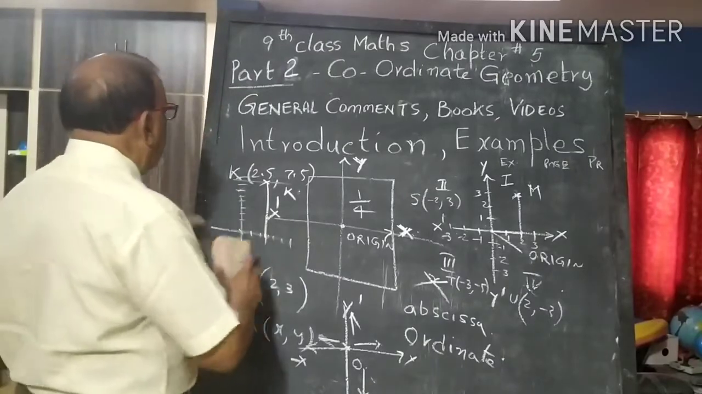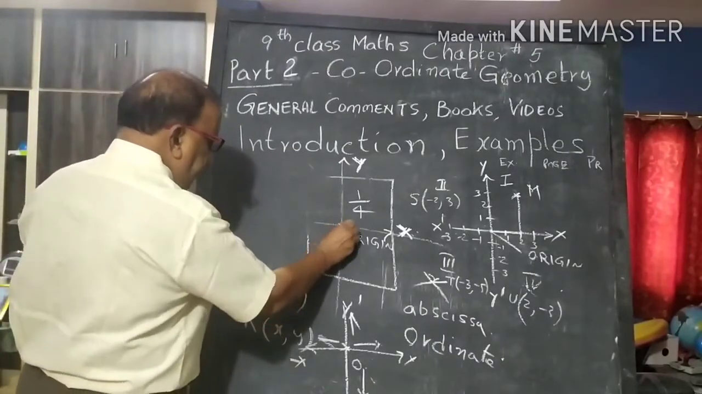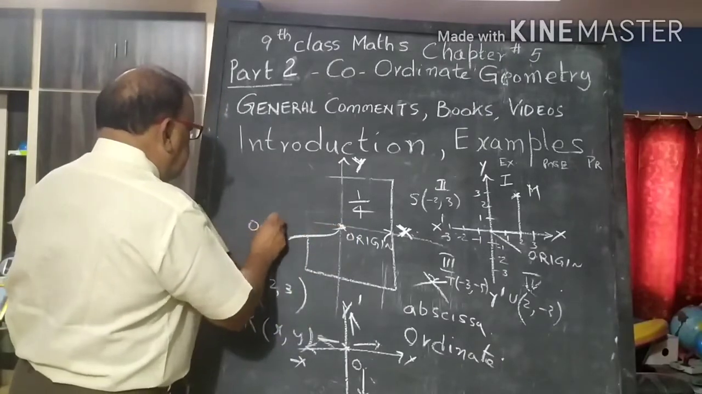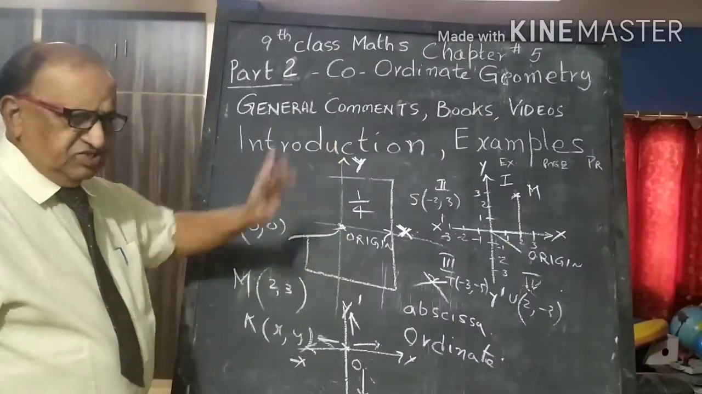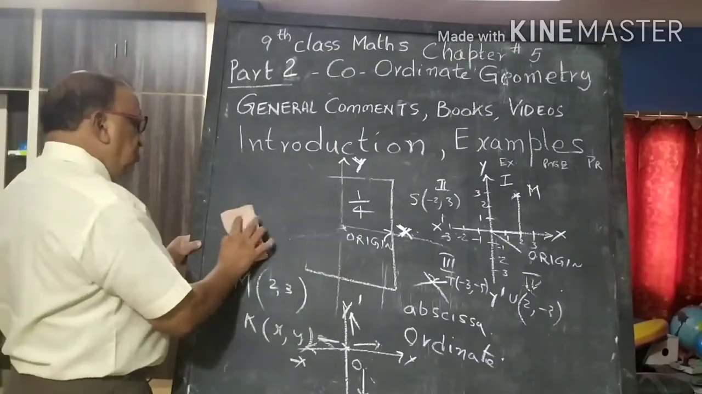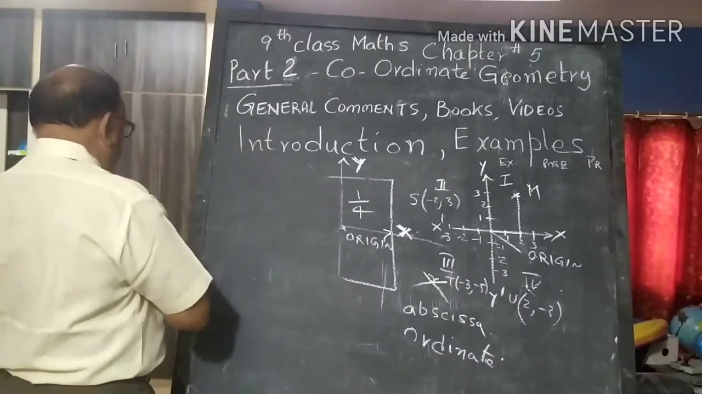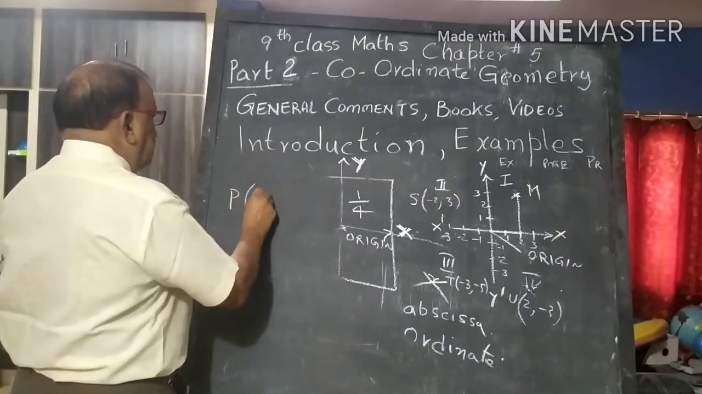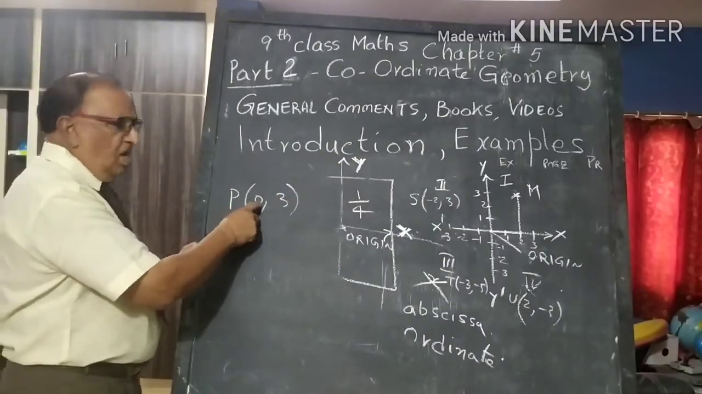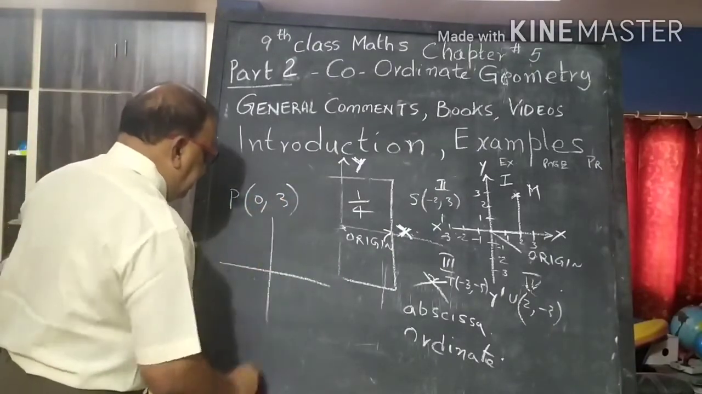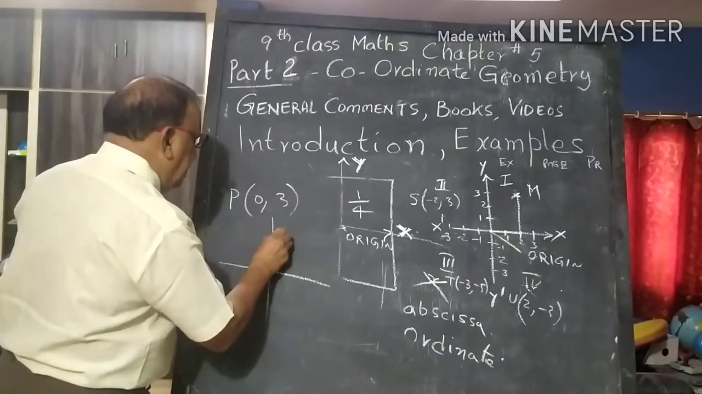And incidentally, this point, like I said, origin coordinates are 0, 0, because x coordinate is 0, y coordinate is 0. Now, also suppose you have a point like P, 0, 3. What does it mean? The x coordinate is 0, y coordinate is 3. That means if you go 3 units, this is your P.